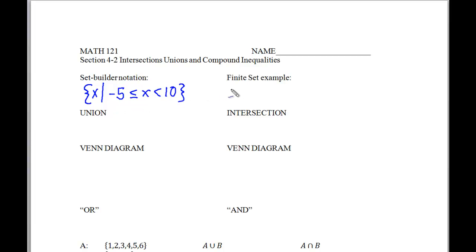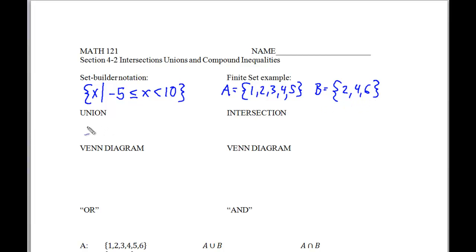But we're going to deal with some finite sets. For example here, I'll make a finite set of some numbers, let's say 1 through 5, whole numbers. That's an example of a finite set. And I can also make another finite set. This is going to be the finite set B of, let's say, 2, 4, and 6, so even numbers 2 through 6.